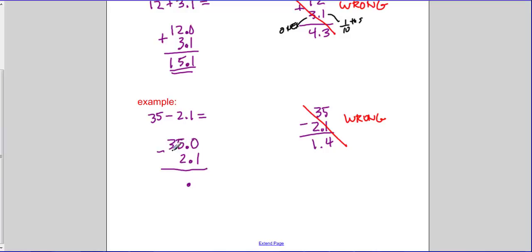Now I subtract. I have to borrow here. That becomes a 4. Bring over a 1. That becomes 10 minus 1 is 9. 4 minus 2 is 2. And I get 32.9, which is the correct answer.